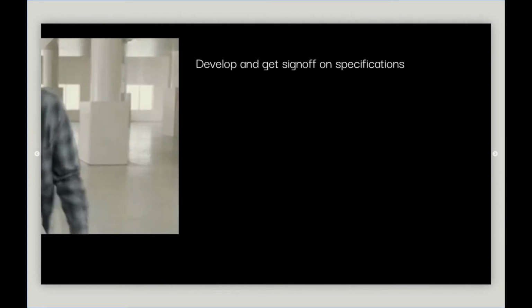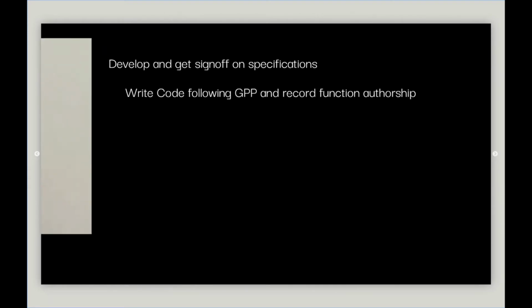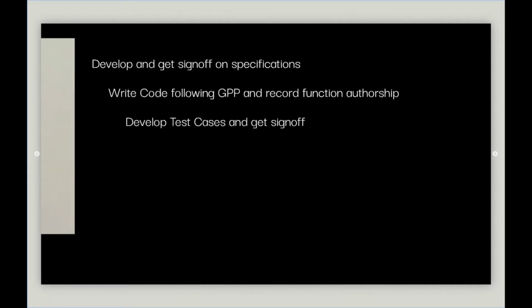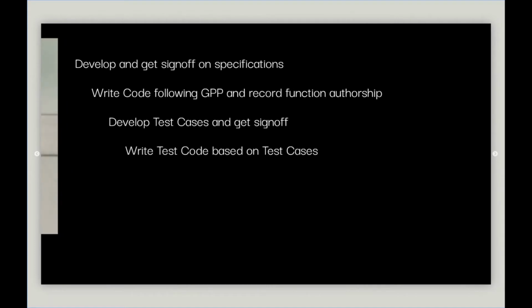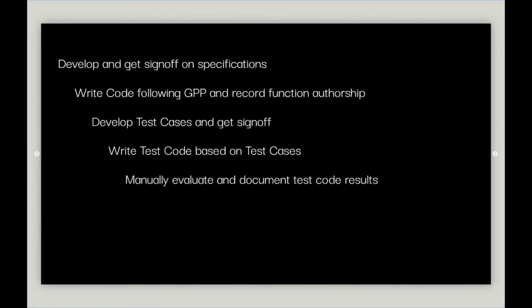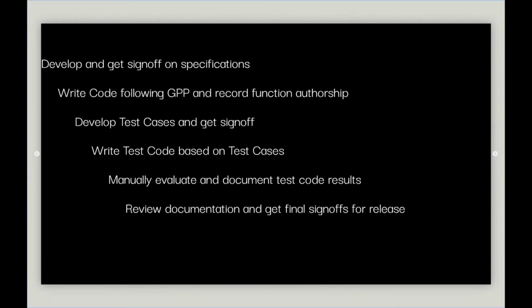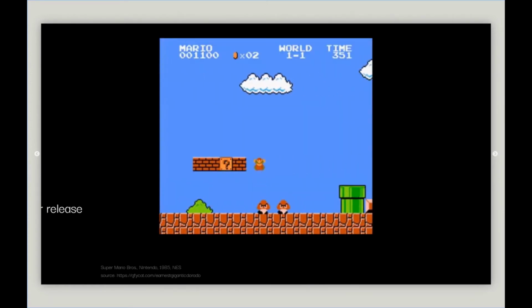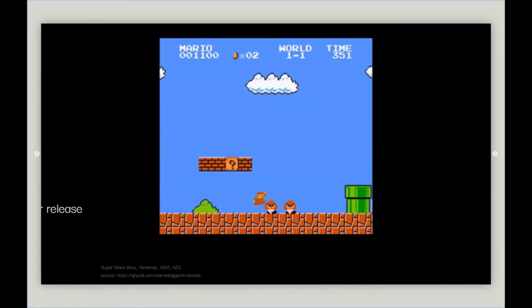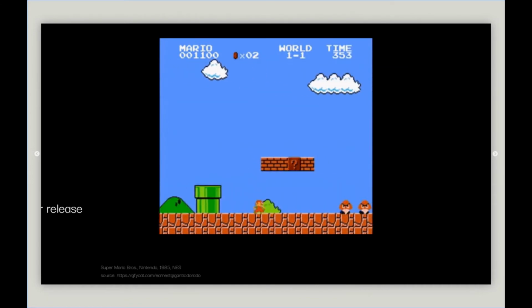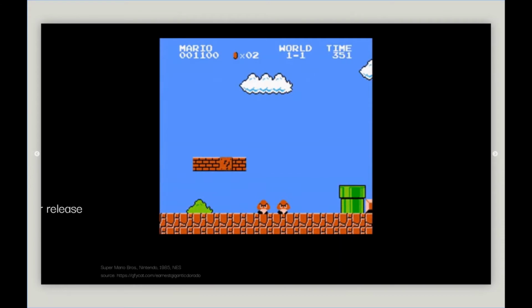Because first you have to develop and get sign off on your specifications, then you have to write the code according to good programming practice and record who wrote which functions. Next you have to develop these test cases to prove that you met it and get sign off on those. Finally, next have a person that write the test code based on those test cases, manually evaluate and document the test code results, review the documentation and get final sign off for release. And at any point, it can feel like game over because you have to restart and redo all that work because something changed further upstream, your assumptions were incorrect, and it just completely, all the documentation you wrote needs to be redone.